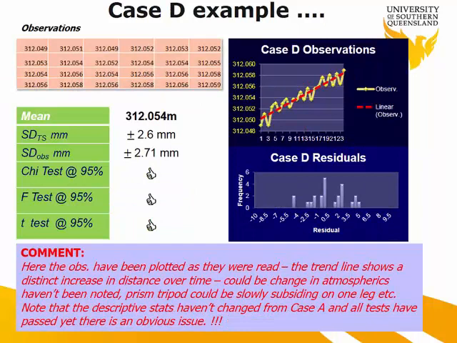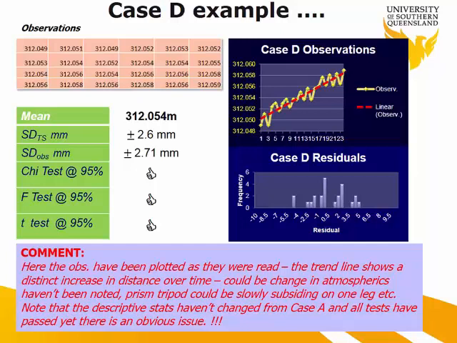Last scenario, in case D, what happened here is basically the yellow line here again shows the observation. You can see the observation goes up. So there is a trend in the observation. I can see my observation is increasing while I'm going. So it might be your prism tripod could go slowly subsiding on one leg and cause that error in your observation. So it's something happening over time, obviously. So it's definitely not right. Good?